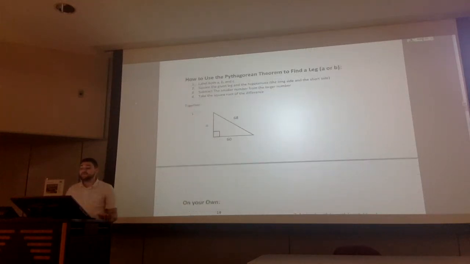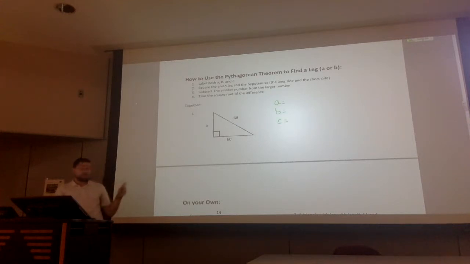So now we're going to use the Pythagorean Theorem to find the length of a leg. So it's very similar steps, but instead of adding the two squares together, we're going to subtract the smaller square from the length of the hypotenuse squared. So first we're going to label A, B, and C just like we did in the original problem. So A equals, B equals, C equals.